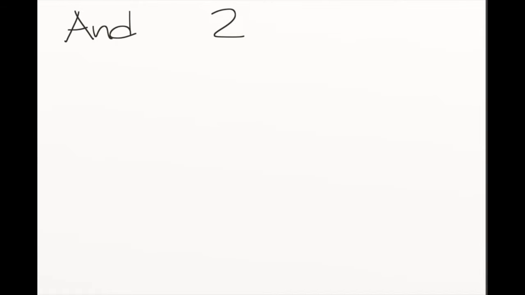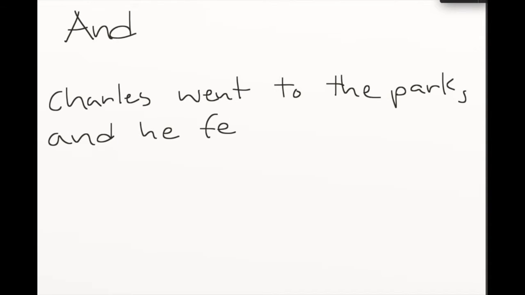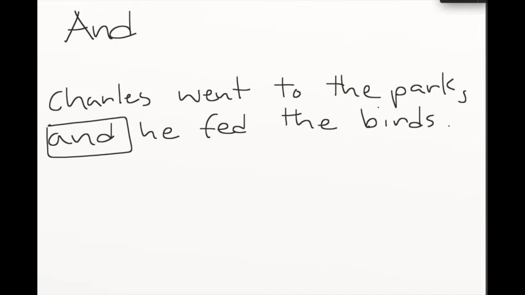Okay, and we are going to give another example. Charles went to the park, comma. Okay, so we have one full sentence. Charles went to the park, comma, and now we're going to add another full sentence. So when we have another full sentence, you want a comma. So comma, and he fed the birds, period. So we have this conjunction and it is joining two sentences together.